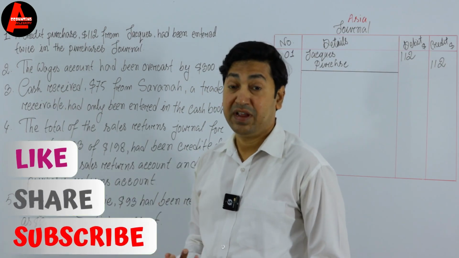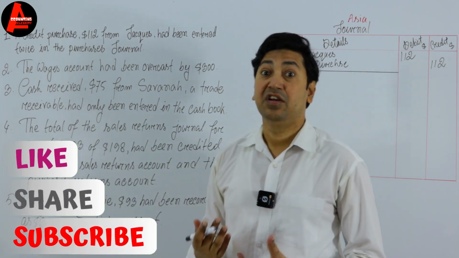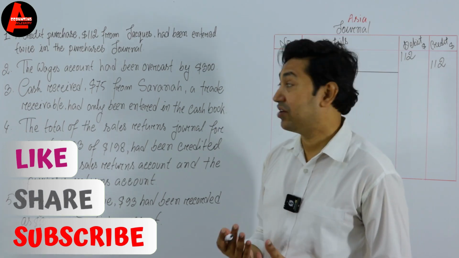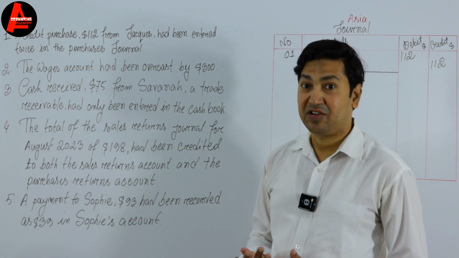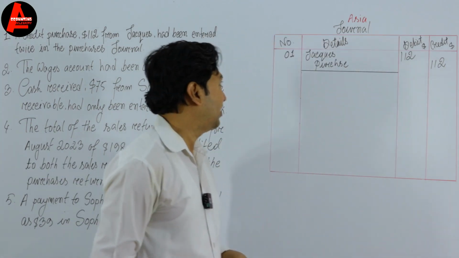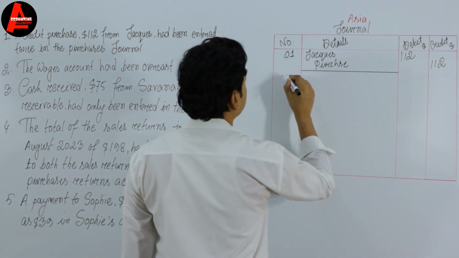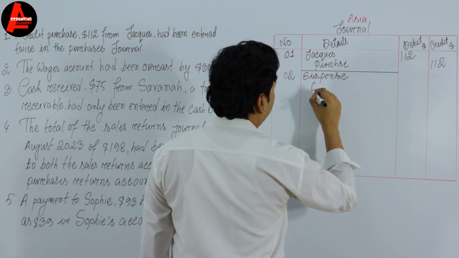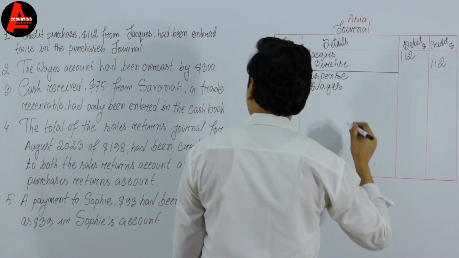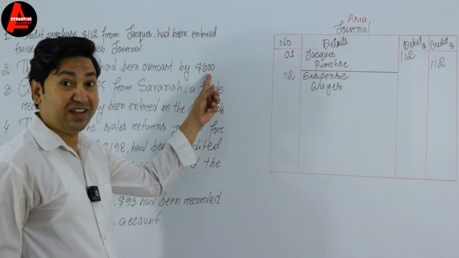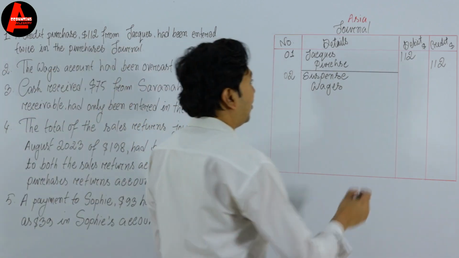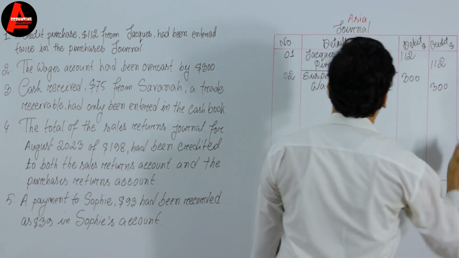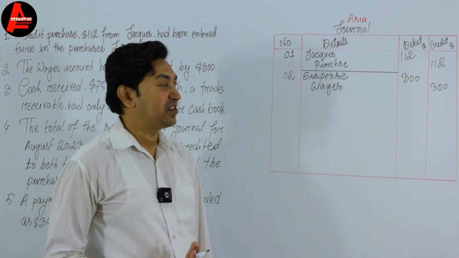So now expenses will be decreased, and a decrease in expenses will be credited. So what will be debited? Our debit account will be here, suspense. So let us write here number 2, suspense account to be debited and wages account to be credited. What is the amount here? It is $300. So on the debit column 300 and the same on the credit column. Okay, so the second one is done.